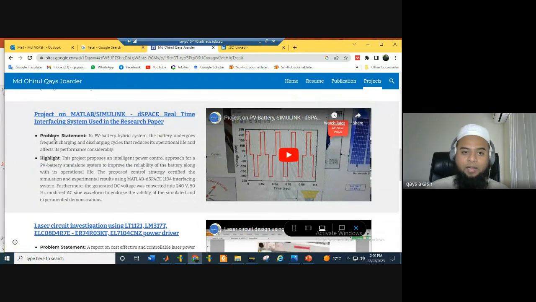And if we see this MATLAB Simulink on dSPACE real-time project, we published it in reputed journals and got very high efficiency and good citations from it. You can also see different types of projects from different sectors, but I strongly suggest you check the newly published research papers according to your current requirements.